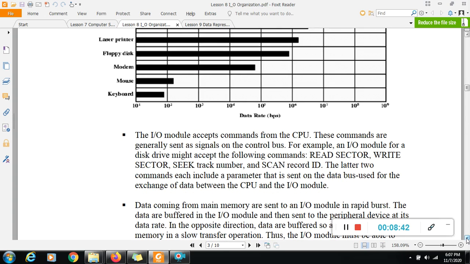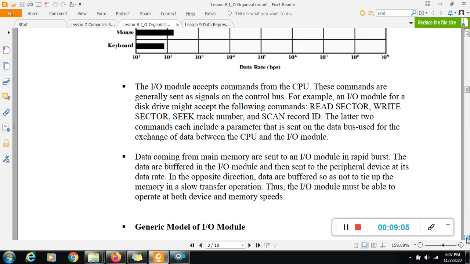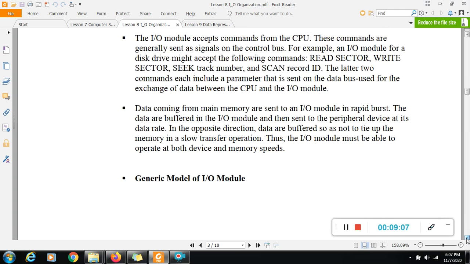The input-output module accepts commands from the CPU, and these commands are generally sent as signals on the control bus. For example, an input-output module for a disk drive might accept the following commands: read sector, write sector, seek track number, and scan record ID. The latter two commands each include a parameter that is sent on the data bus, used for the exchange of data between the CPU and the input-output module. Data coming from main memory are sent to an input-output module in rapid bursts.